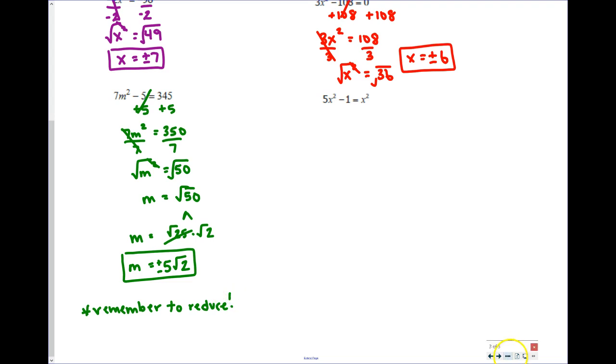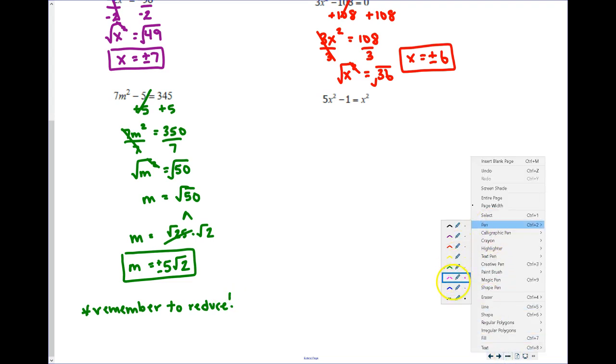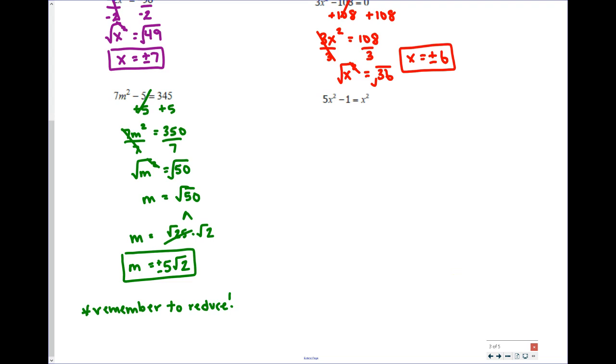Okay. All right, now this next problem, I've got x squareds on both sides. So I've got to get those x squareds together. So I'm going to subtract this x squared over here. These cancel out, and I get 5 minus 1 is 4x squared. Bring down the minus 1, and I get 0. Now I'm going to start isolating x squared, so I'm going to add the 1 to both sides. I get 4x squared equals 1.